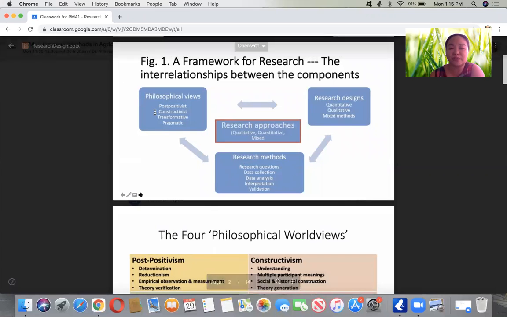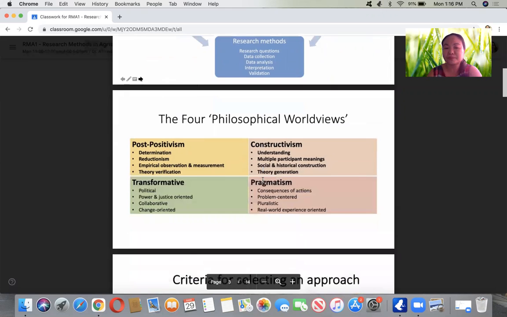the philosophical views, which could be post-positivist, constructivist, transformative, or pragmatic. The research design could be quantitative, qualitative, or a mix of them. And for the research methods, we have research questions, data collection, data analysis, interpretation, and validation. This is just the same as the scientific method.